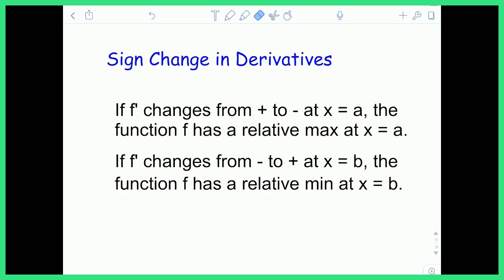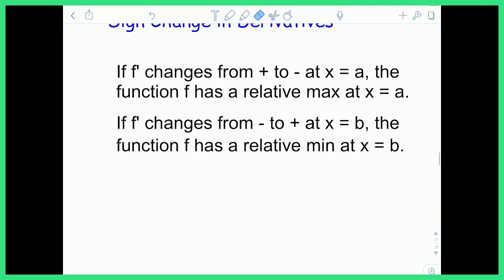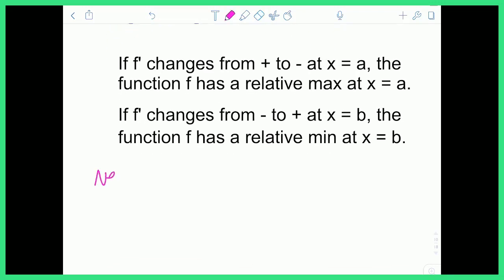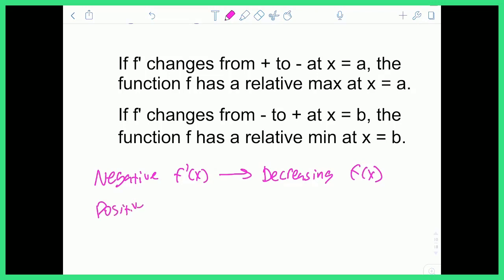Also remember that a negative derivative, a negative f prime of x, means that you have a decreasing f of x, and a positive derivative means you have an increasing function. These are the big takeaways from this particular section.